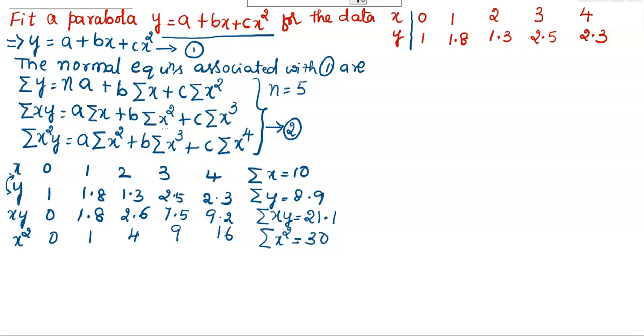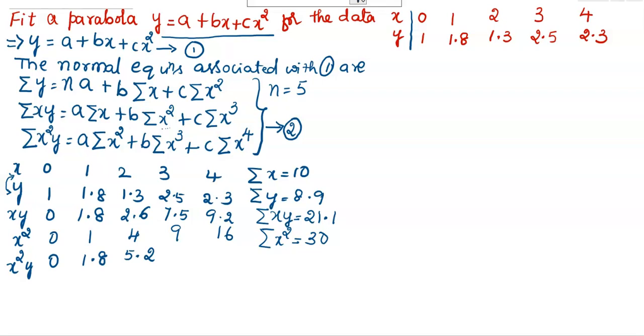Same thing, now we needed the summation x square into y. Therefore we have to multiply each value of x square with the y. So x square is 0, y value is 1, so the resultant is 0, right? In the same way, x square is 1, y value is 1.8. Multiply that, you will get 1.8. Same thing, 4 into 1.3, that is what?